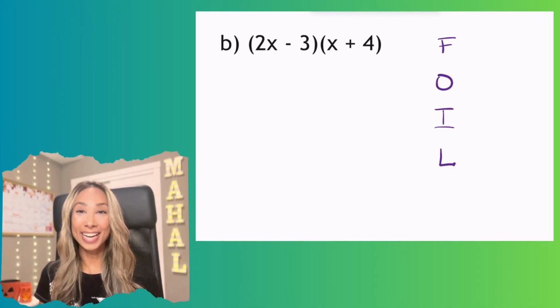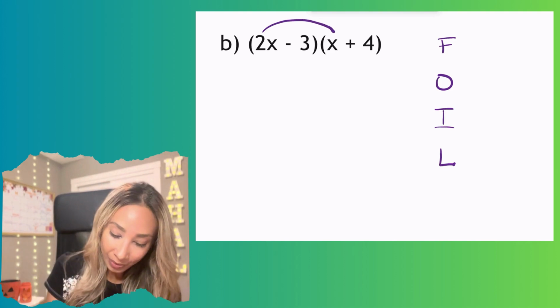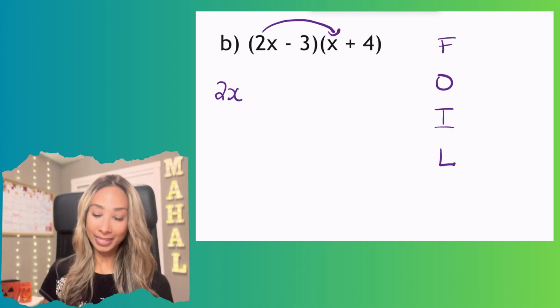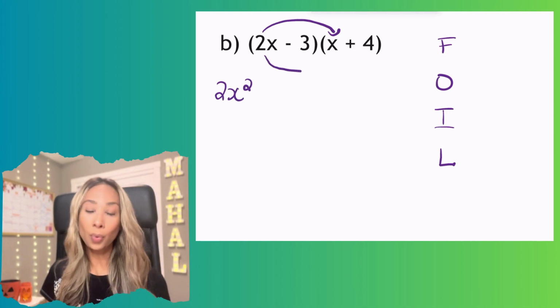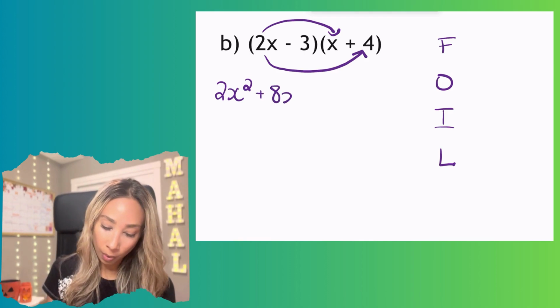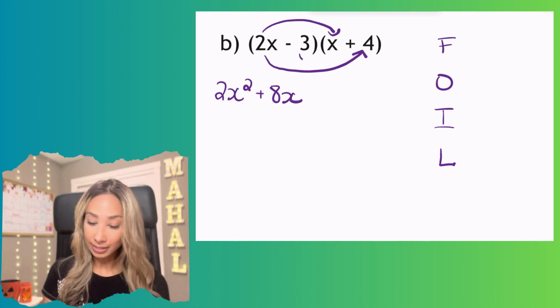Okay, let's look at this example. Same thing, we're going to use FOIL, and we're going to look at our first, outside, inside, and last. The first thing I'm going to want to do is multiply the firsts. So 2x times x, that's going to leave me with 2x squared. Then I'm going to look at the outside. That's going to be 2x times 4. That's going to give me 8x. Again, we're just multiplying those coefficients, 2 times 4, and then bringing along that x.